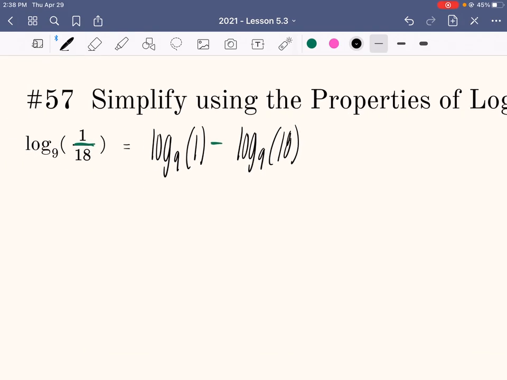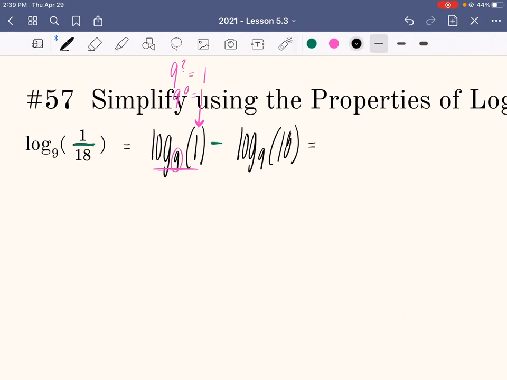So if you notice here, this first one is one of those special properties. Anytime you have a 1 here, you're taking log base anything of 1, that is actually 0. Because remember, if I take this base 9 to the power of something equals 1, that number has to be 0.